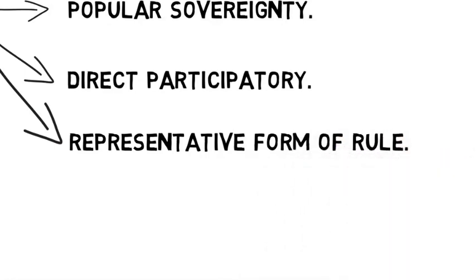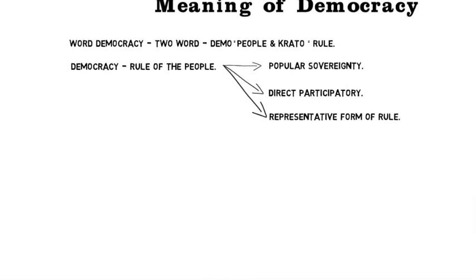So when we talk about the meaning of democracy, we have to understand that the word democracy is carried from the two Greek words, demo, which means people, and kratos, which means rule. And when we add these two words together, we have democracy, which means rule of the people. And therefore rule of the people can sometimes be referred to as popular sovereignty, or direct participatory democracy, and can also be referred to as a representative form of rule.